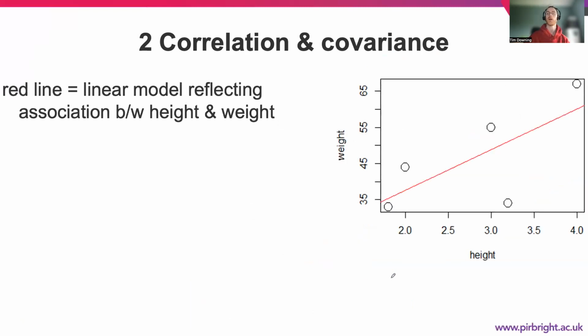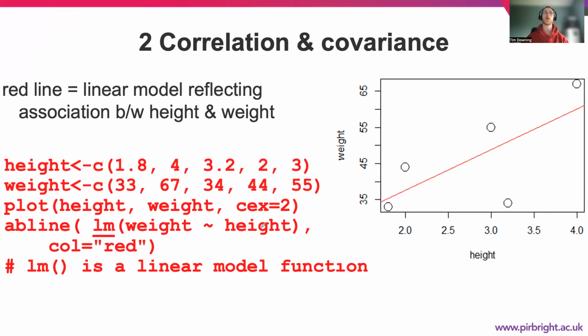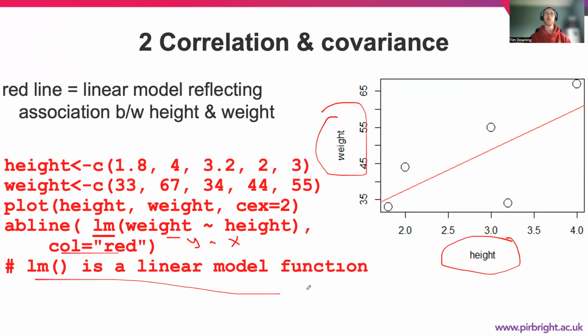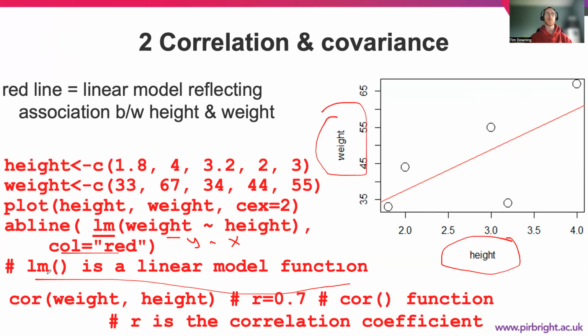So we fit that best fit line like this, and to write that in R code, we write lm to denote a linear model, and we're estimating weight on the y-axis based on height on the x-axis. So that's why I write it as weight tilde height, and we've colored that in red. So lm is a linear model function. abline draws a line based on input data from this argument. We can also estimate the correlation, which is 0.7 here. So you can see that height and weight are positively correlated.